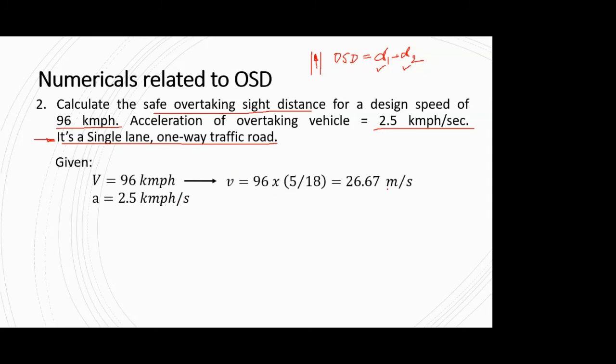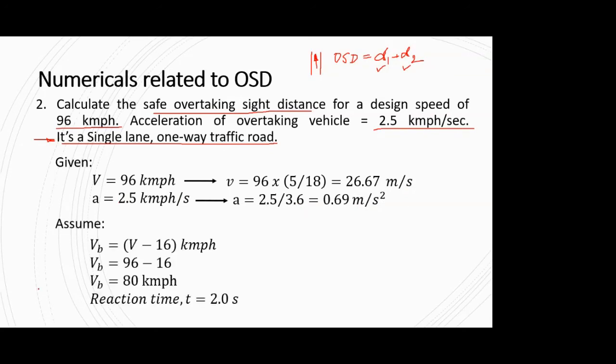So these are the given values. If I convert them to meters per second, and acceleration to meters per second square, these are the values. We don't have the speed of the overtaken or slow moving vehicle, but we have the standard assumption that the speed of the overtaken vehicle can be considered as design speed minus 16. So it's 96 minus 16, which comes out to be 80 kmph, and the reaction time we assume to be 2 seconds.